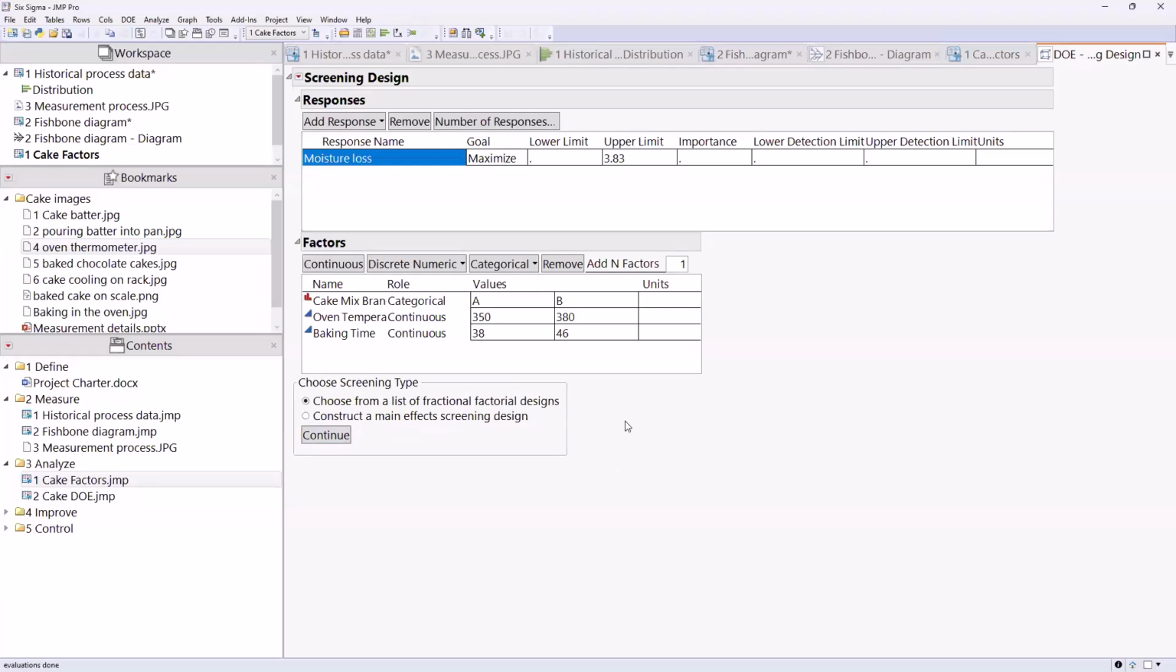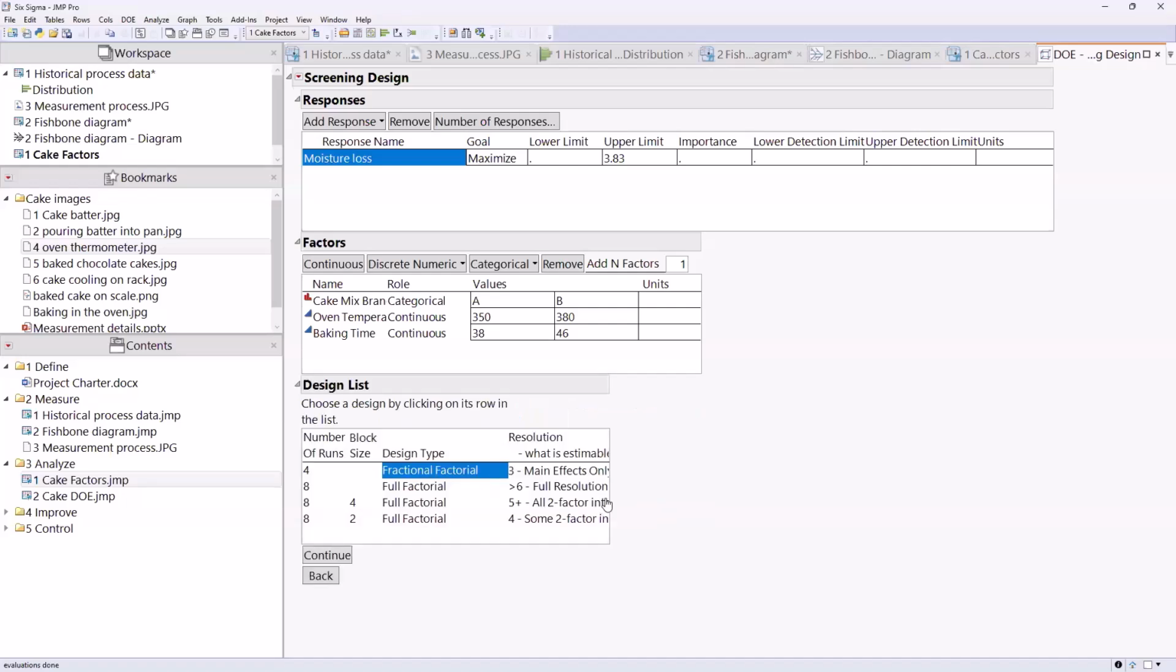Okay, so here JMP is asking me, do I want to construct a main effect design? And I do not want to do that because I think there might be an interaction between the baking time and the cake mix brand, or the temperature and the time. I want to be able to estimate some interactions. And so to do that, I'm going to choose the default option, which is choose from a list of fractional factorial designs. Click continue. And here's my list of available designs.